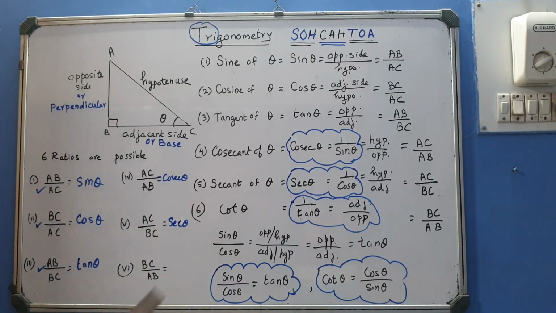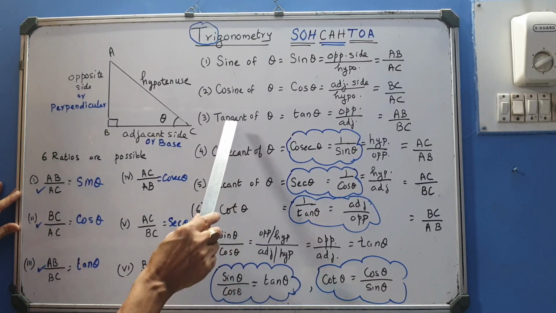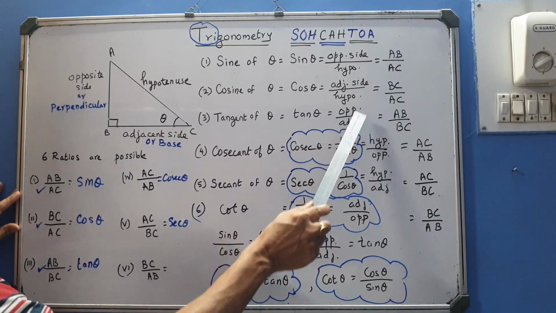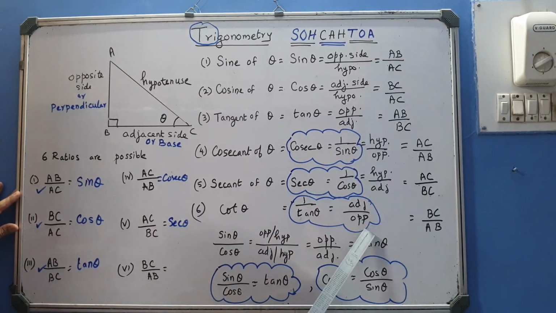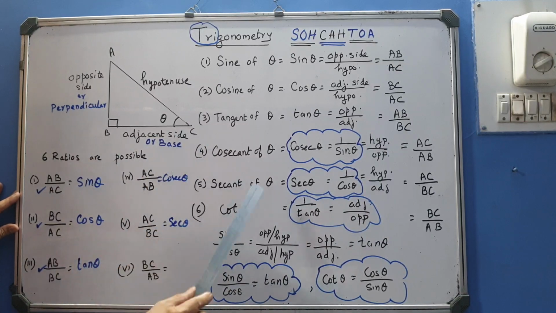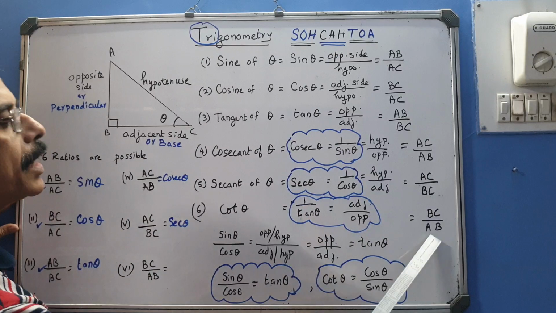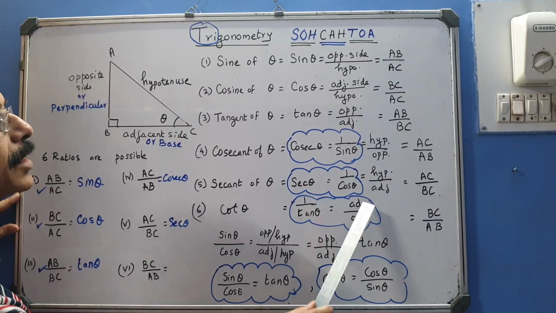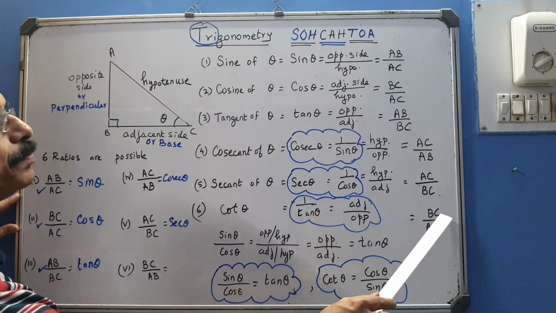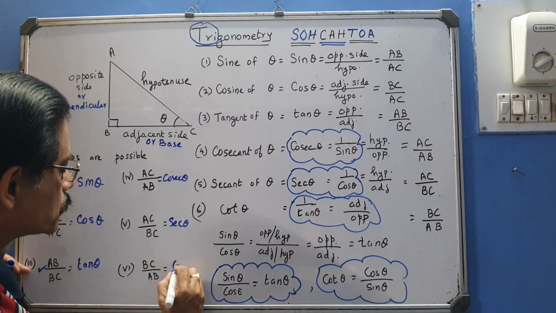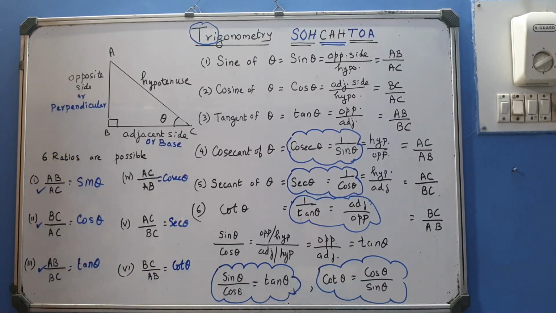The last ratio is cotangent, short form cot theta, which is the reciprocal of tan theta. Tan theta is opposite by adjacent, so this will be adjacent by opposite. Which is the adjacent side? BC. Which is the opposite side? AB. So BC by AB. Remember, cot theta is the reciprocal of tan theta, which is BC by AB. So we have names for all six ratios.